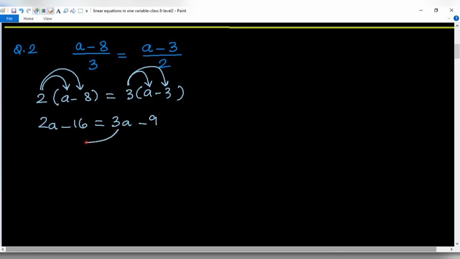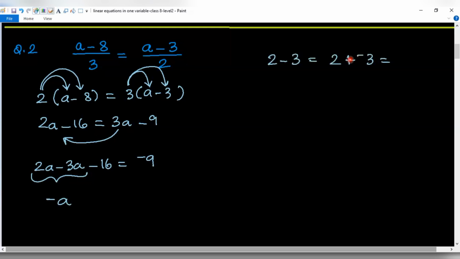Now we have to combine the terms having a together. See here we have a 3a. We are going to take it to the left side. So 2a minus 3a. Here we have minus 16 equals minus 9. 2a minus 3a is minus a because 2 minus 3 is the same as 2 plus minus 3. Adding a positive and a negative, the bigger one is negative, so the answer is negative. Then subtract 3 minus 2, 1. That is why 2a minus 3a became minus a. Then we have minus 16 equals minus 9.